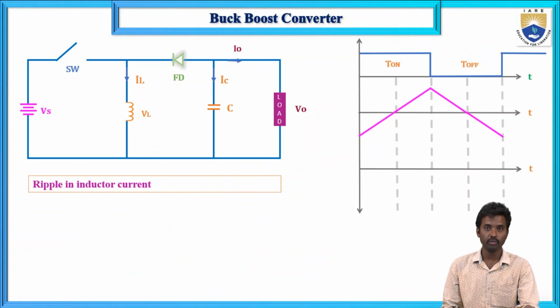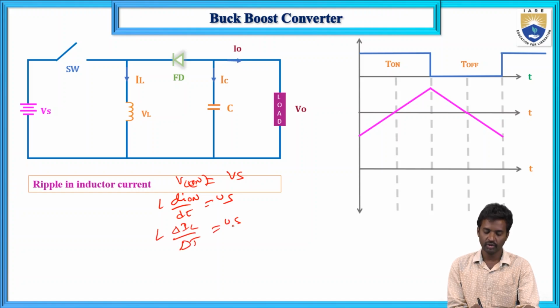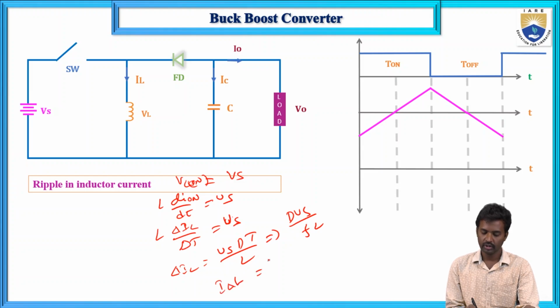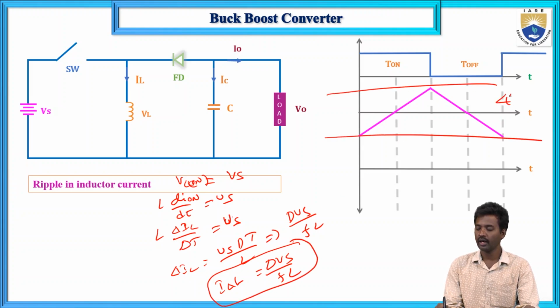Next, the ripple in the inductor is the same as in the boost converter. During the on condition, VL on equals the supply voltage, so L di by dt equals Vs. So L into del IL during on time equals Vs, so del IL equals Vs into D into T by L, which equals D into Vs by F into L. This is the ripple: del IL equals D Vs divided by F L.